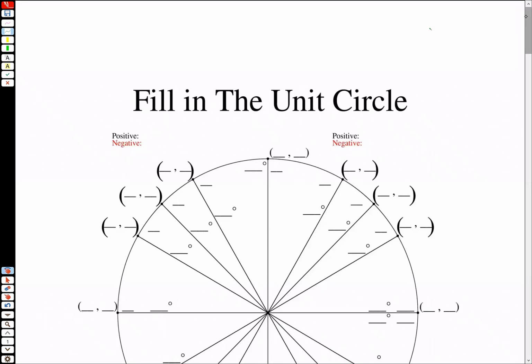So what is the unit circle? By itself, the name unit circle just means it's a circle of radius 1, centered at the origin. And if you're curious, the equation for the unit circle is x squared plus y squared equals 1.